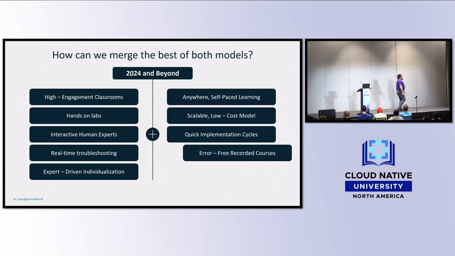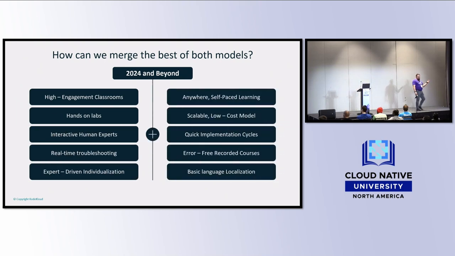So we thought to ourselves, how can we get to the best of both worlds? Is there a way that we can get to some kind of scalable, low-cost model that gives you an expert in the room who can get you unblocked when you're working on a lab and you don't understand something? Is there a way to make this work? Is there a way that we can merge these two worlds together?